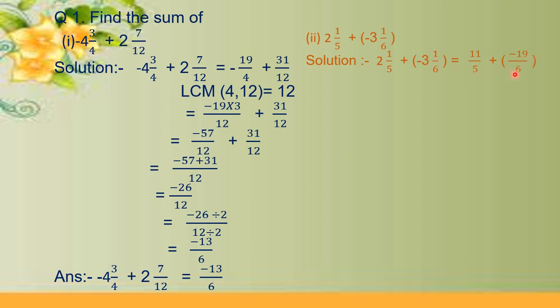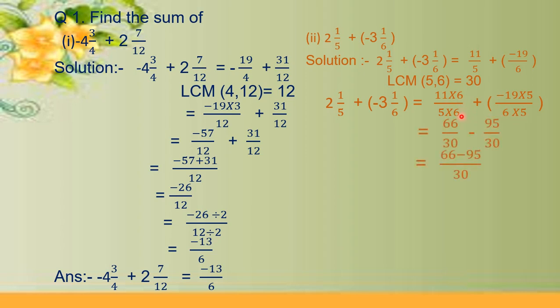Now both the denominators are again not the same, so make the denominators the same by finding their LCM. The LCM of 5 and 6 is 30. So for 11 upon 5, this denominator 5 is written as 30, so multiplied by 6. Similarly, the second denominator 6 is multiplied by 5 to become 30. So the numerators are also multiplied by 6 and 5 respectively. Then we get 11 into 6 upon 5 into 6, that is 66 upon 30, minus 95 upon 30.